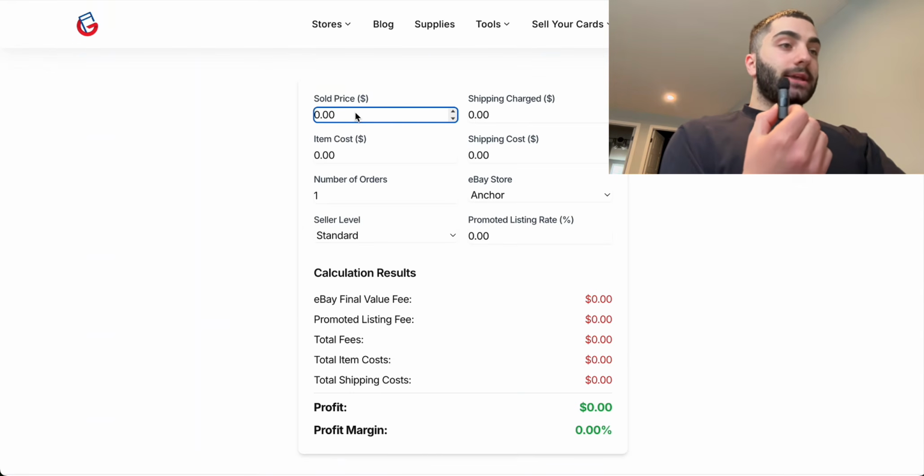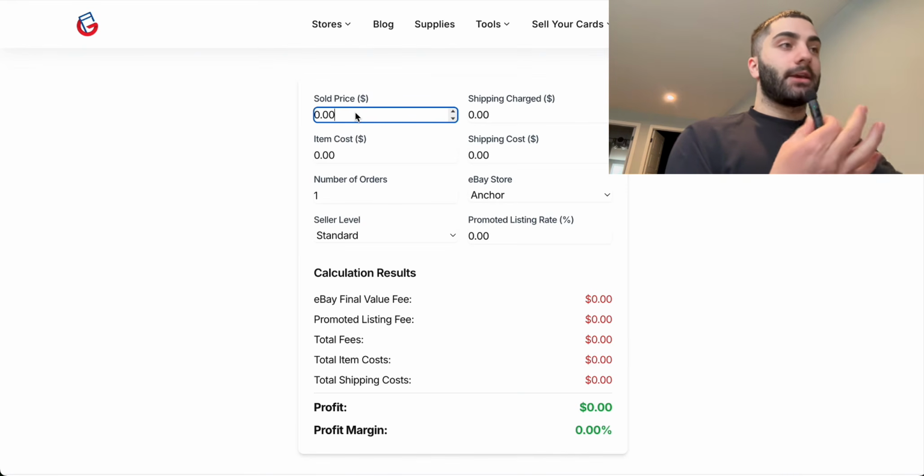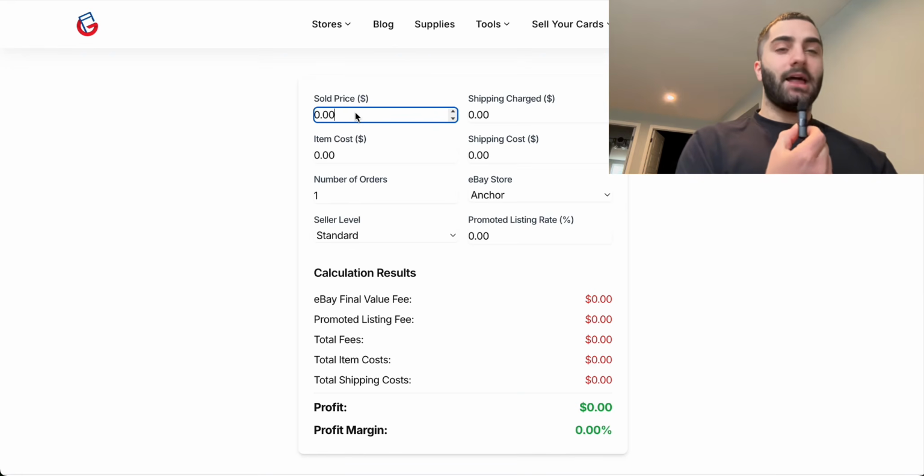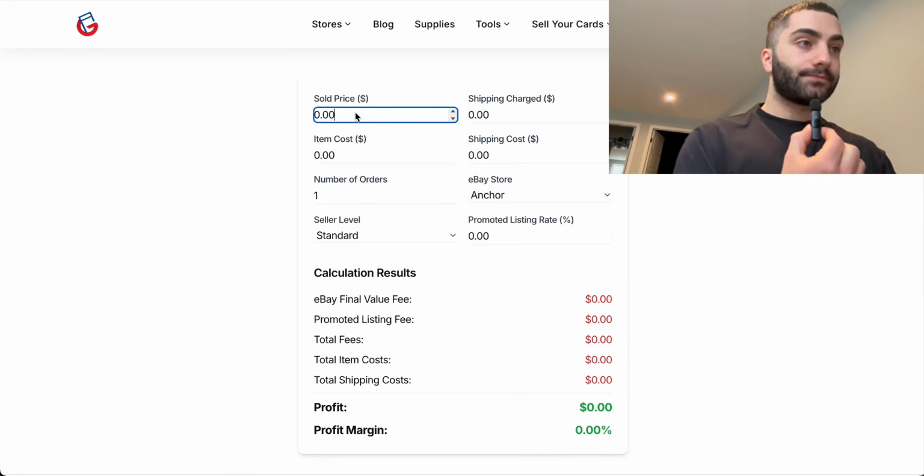So let's just say, or actually, let's not even get into the calculator yet. I want to give some of my mentality when it comes to pricing.